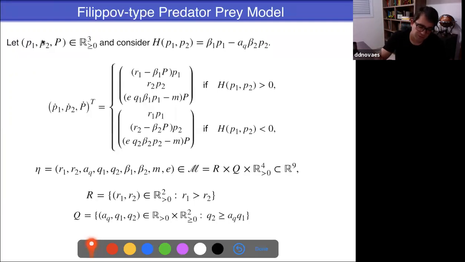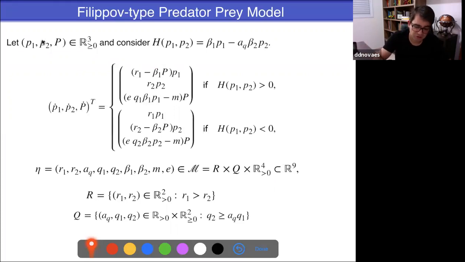It's quite difficult to study this model because it has a lot of parameters. Actually, the space of parameters is contained in a Euclidean space of dimension 9, and there are some restrictions among the parameters, so you cannot consider the whole space R9 to study your problem.